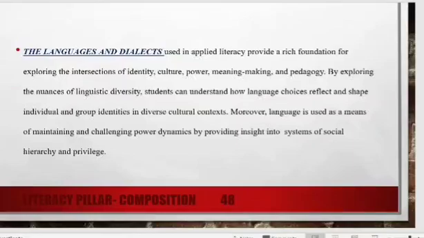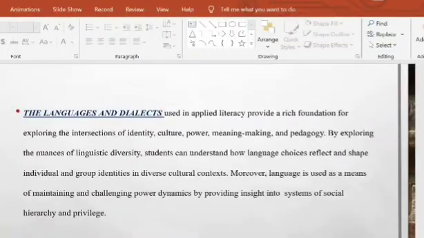Now, the language and dialect used in applied literacy provide a rich foundation for exploring the intersection of identity, culture, power, meaning-making, and pedagogy. By exploring the nuances of linguistic diversity, students can understand how language choices reflect and shape individual and group identities in diverse cultural contexts. Moreover, language is used as a means of maintaining and challenging power dynamics by providing insight into systems of social hierarchy and privilege.